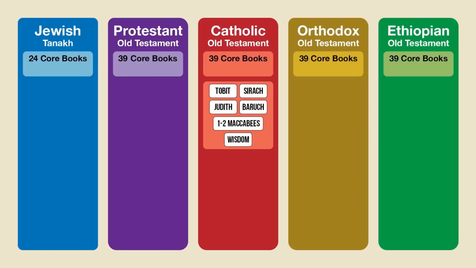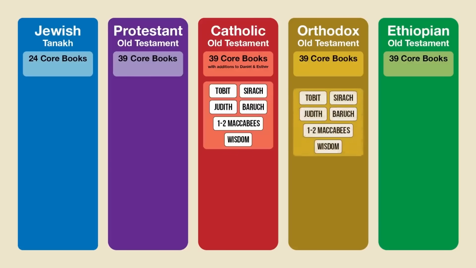The extra books are Tobit, Judith, Baruch, Sirach, 1st and 2nd Maccabees, and the Wisdom of Solomon. According to Catholics, these books are called the Deuterocanonicals, meaning second canon, whereas according to Protestants, they are called the Apocrypha, meaning obscure or uncertain. In addition to these 7 books, the Catholic Old Testament also includes additions to both Esther and Daniel. The Eastern Orthodox Old Testament also includes these same 7 extra books.